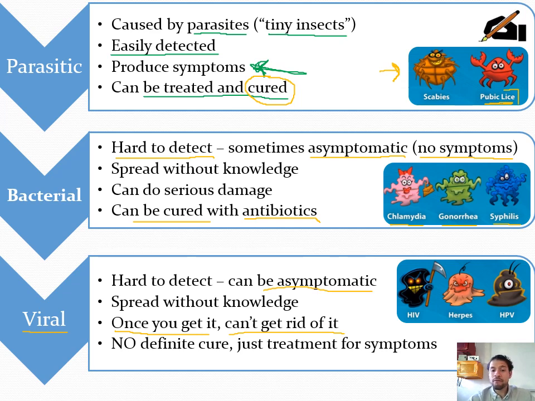Examples of viral infections are HIV, which we know as VIH in Spanish. We've got herpes right here, and we've got HPV, which stands for human papillomavirus, but we'll talk about that later. Now, let's go to the next slide.